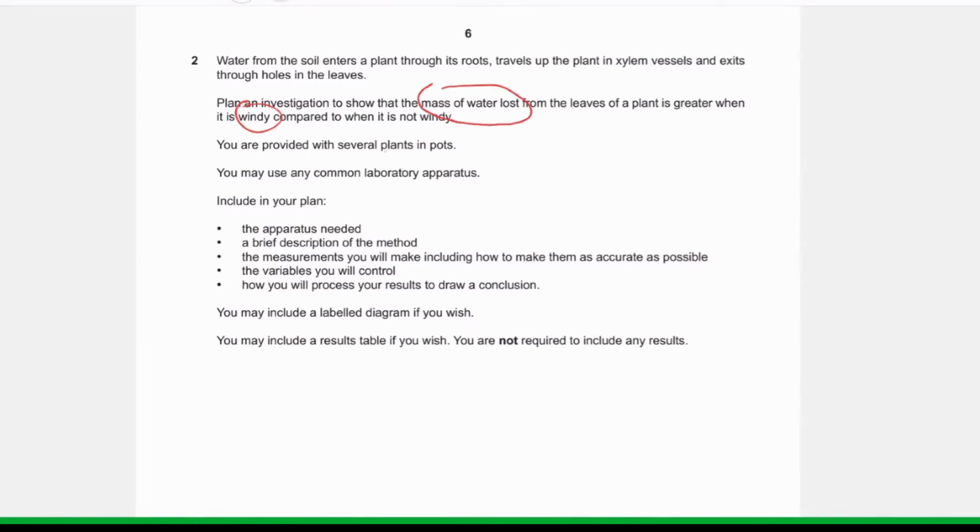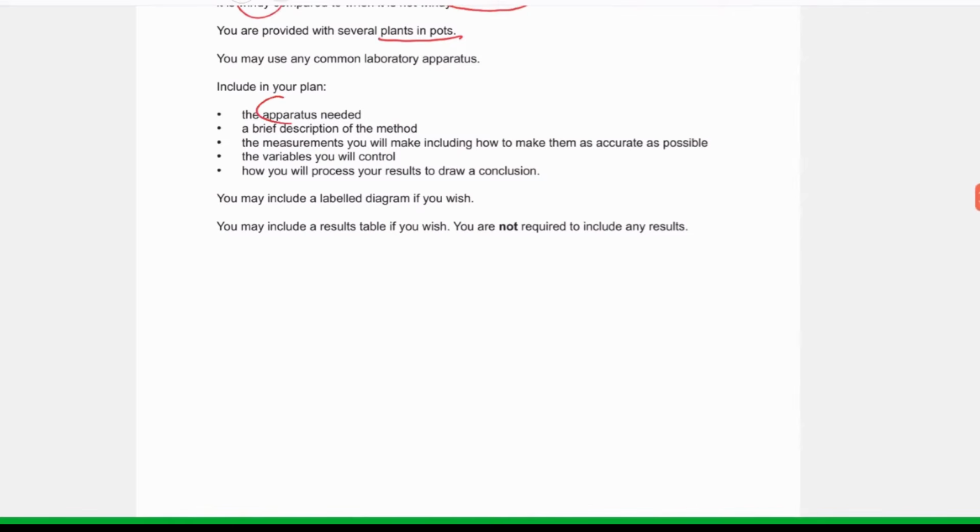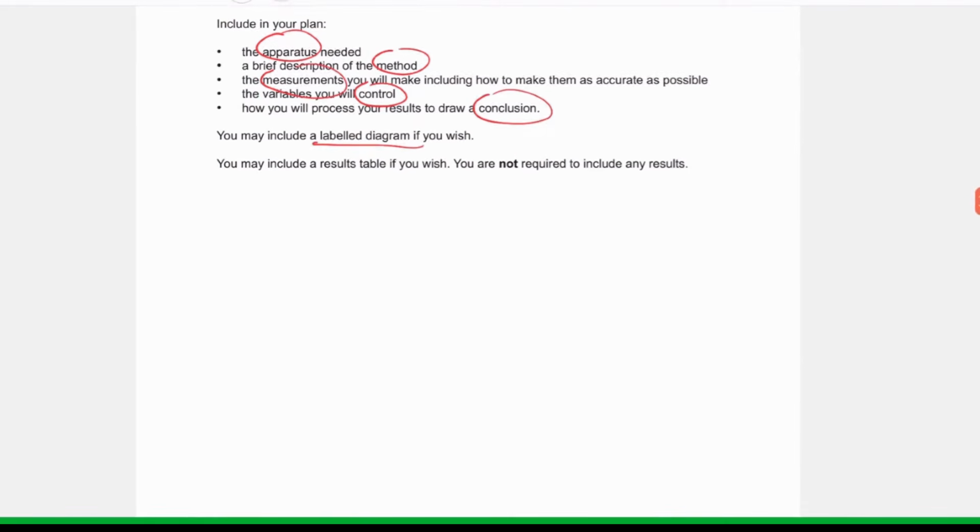You'll be given several plants in pots and other common laboratory apparatus. First, you need the apparatus, of course, as well as the method, measurements, control variables, and a conclusion. And you could also include a diagram, which is advisable to help you visualize the experiment.